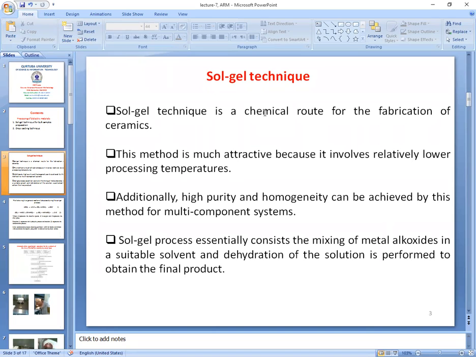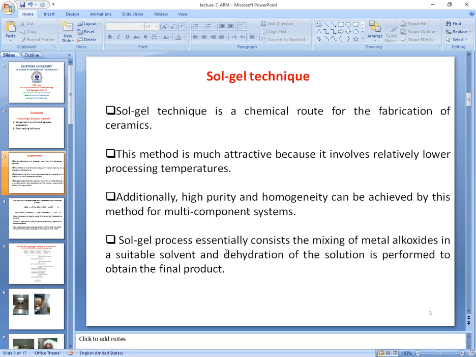Before this, we have studied the mixed oxide method or the solid state method. That one is called the physical method. This method, that is the sol gel method, is much attractive because it involves relatively lower processing temperature. In this method, we use lower processing temperature. So this is more economical, you can say. Additionally, high purity and homogeneity can be achieved by this method for multi-component system. And homogeneity and purity can also be assured by using this method.